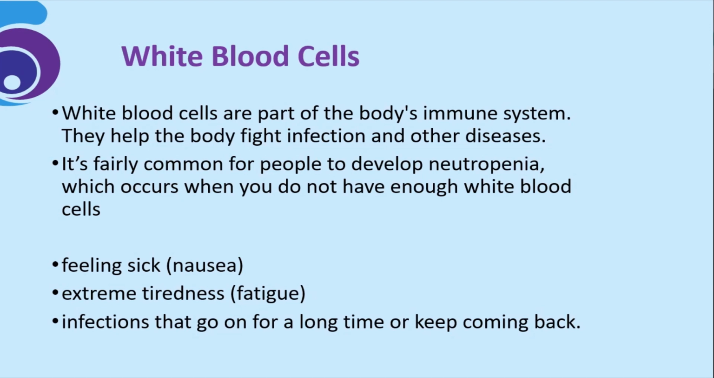So if you don't have enough of those, then you will be highly susceptible to infections. That's what we call neutropenia. It's fairly common for people with cancer to have neutropenia, and it's just when you don't have enough white blood cells. Again, if we go back to your cancer treatment, if you're having chemotherapy, chemotherapy will attack fast-growing cells. White blood cells are another fast-growing cell, so that's why the white blood cells go down.